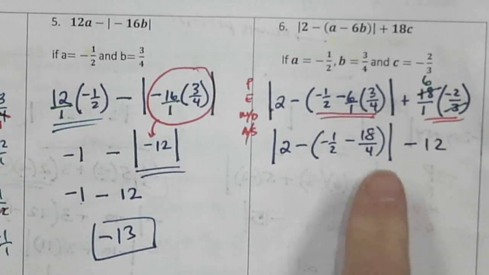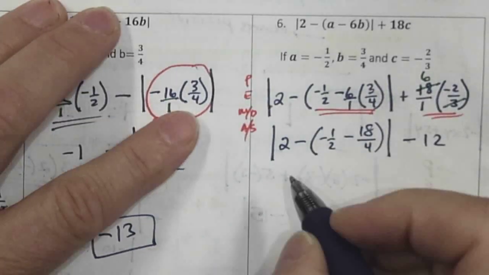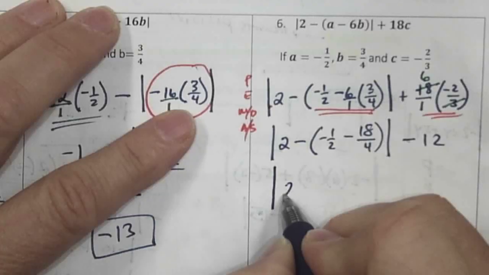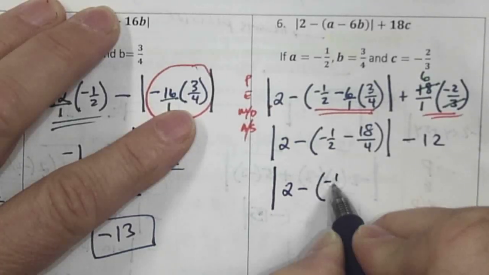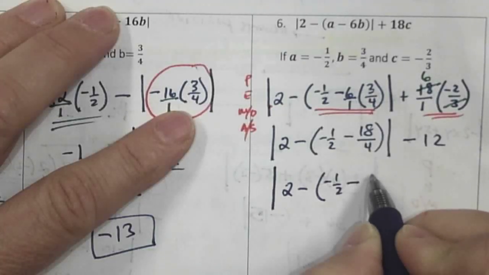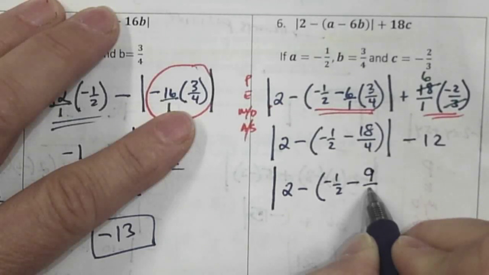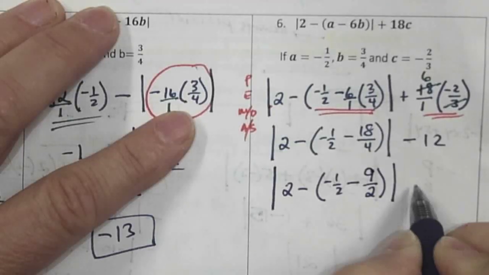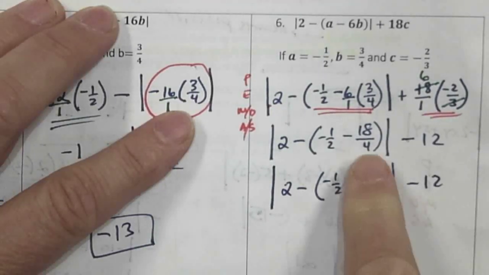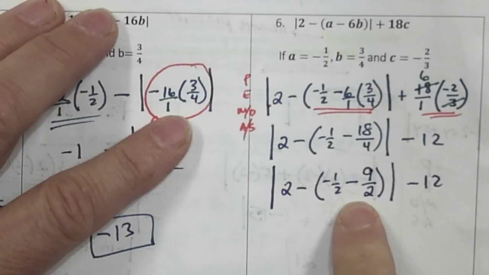So that's okay. I probably should reduce this. 18 over 4 reduces to what? Kind of important. 2 goes into both those. Divide them both by 2. 18 divided by 2 is 9. 4 divided by 2 is 2. And now I have what I'm supposed to have, common denominators.